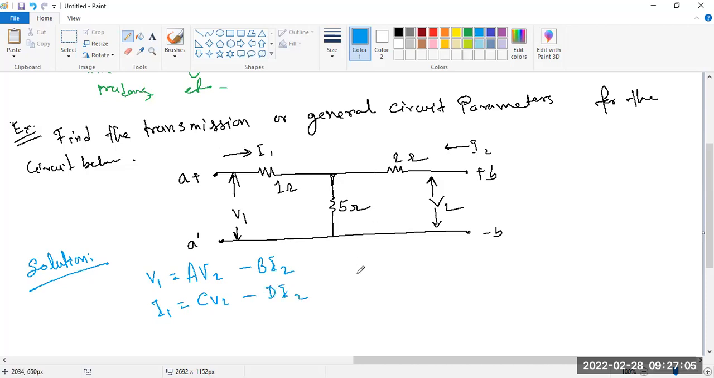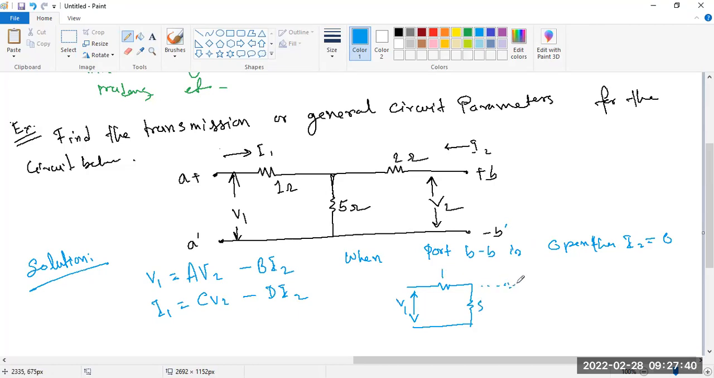Now, when this portion of the circuit, port B minus B dashed, is open, then I2 is 0. So the circuit will be just like this: that is V1, that is 1 ohm, that is 5 ohm. It has no meaning. You can measure V2 from here.